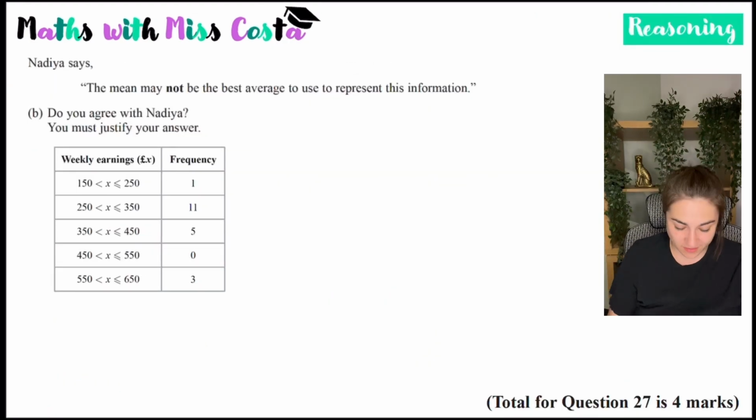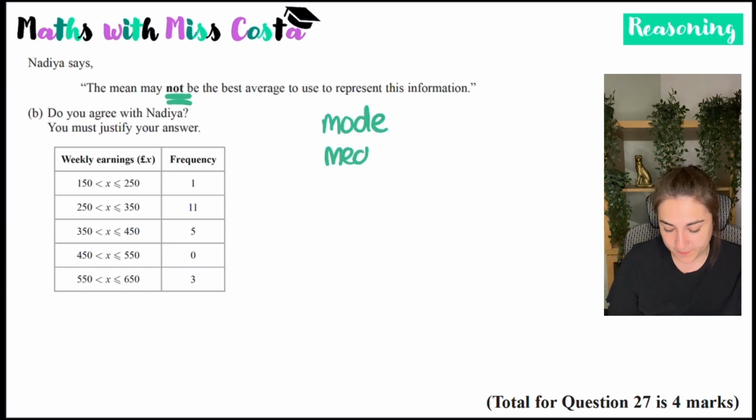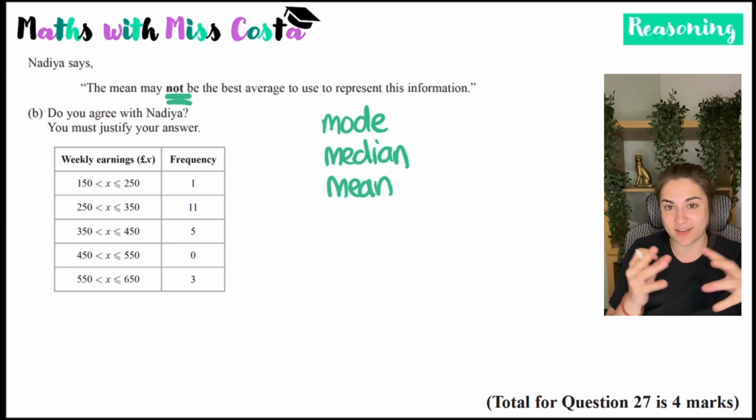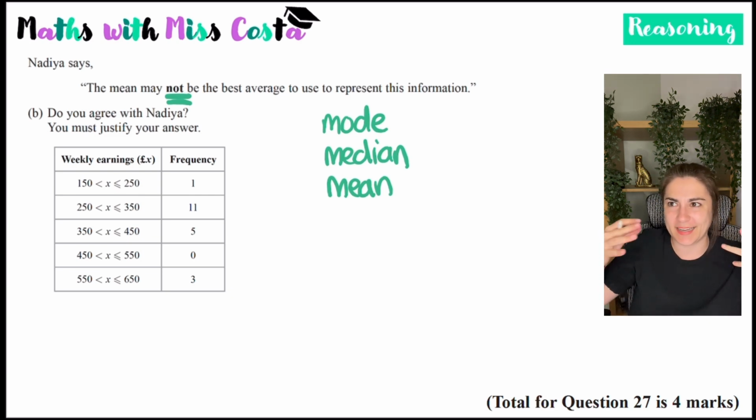Okay, so now I'm being told that Nadia says that the mean may not be the best average to use to represent this information. So you've got 3 averages. You've got your mode, your median, and your mean. So the mean, she's saying, might not be the best average. So I need to think, what would the other 2 averages offer me, and what is that doing? So when I have the mean, I'm essentially adding all the scores together and dividing by the total number.